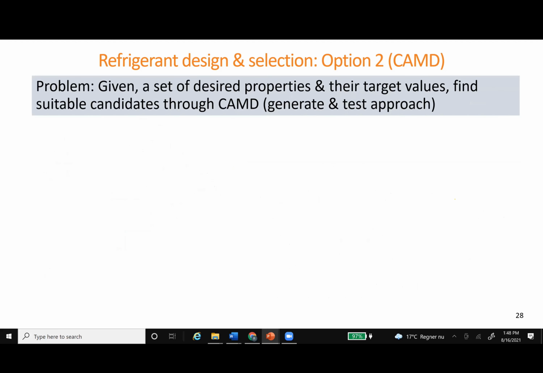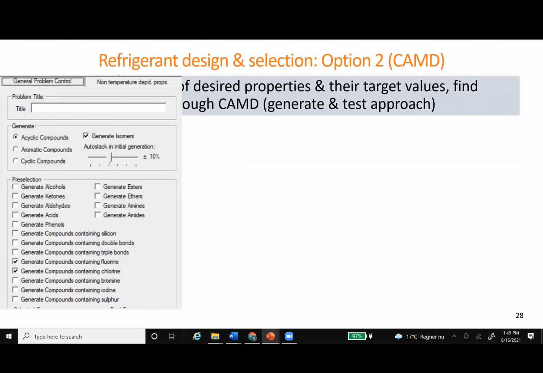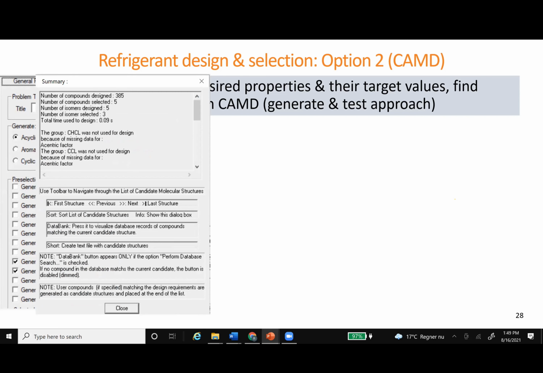Example of that, with the software for CAMD, computer-aided molecular design, which does generate and test. We tell what kind of molecules we want. So here we want acyclic molecules, isomers we want. So it will be hydrocarbons. In addition, it will be containing fluorine and chlorine. Then we have a lower limit and an upper limit of the number of groups that can be included. Then you will see the properties that are given. Then we say, okay, generate the molecules and test and tell us what are the compounds.